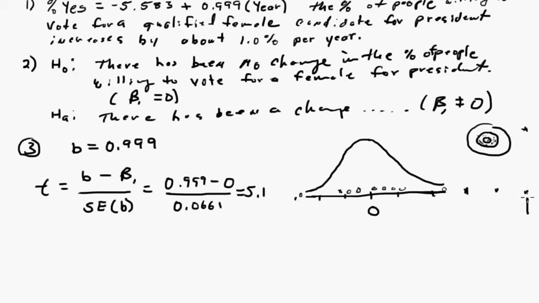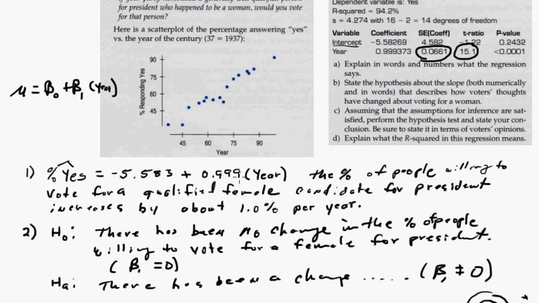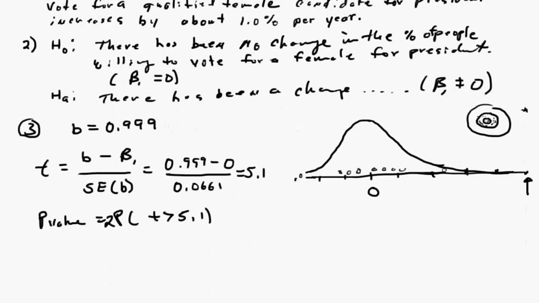So that's 1, 2, 3, 4, 5. So that's way out here. So clearly there's something going on. So the p-value is 2 times the probability that t is greater than 5.1. Why do I say 2? Because up here we turned it into a two-tailed test, when we said it's not equal to 0. We could have said greater than, but it was really asking if there's been a change.